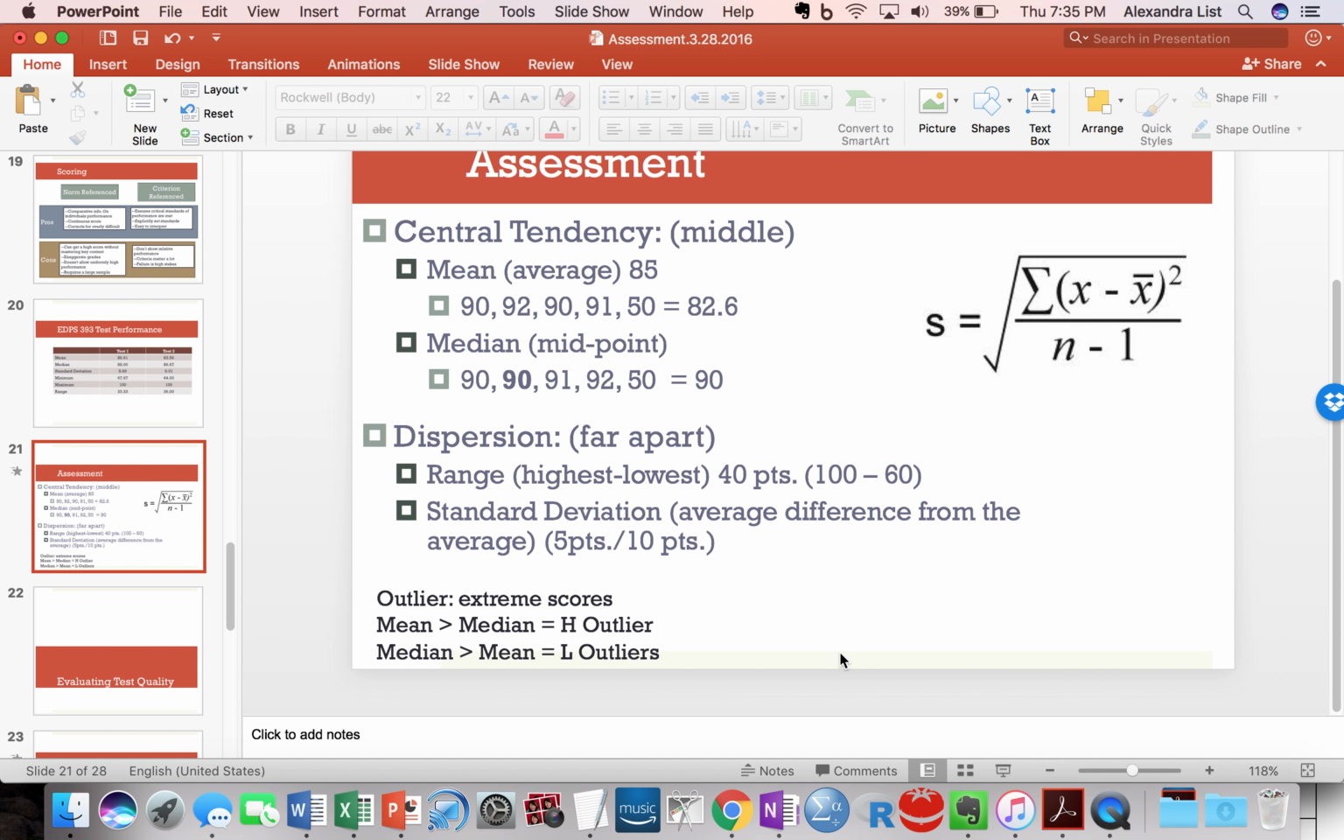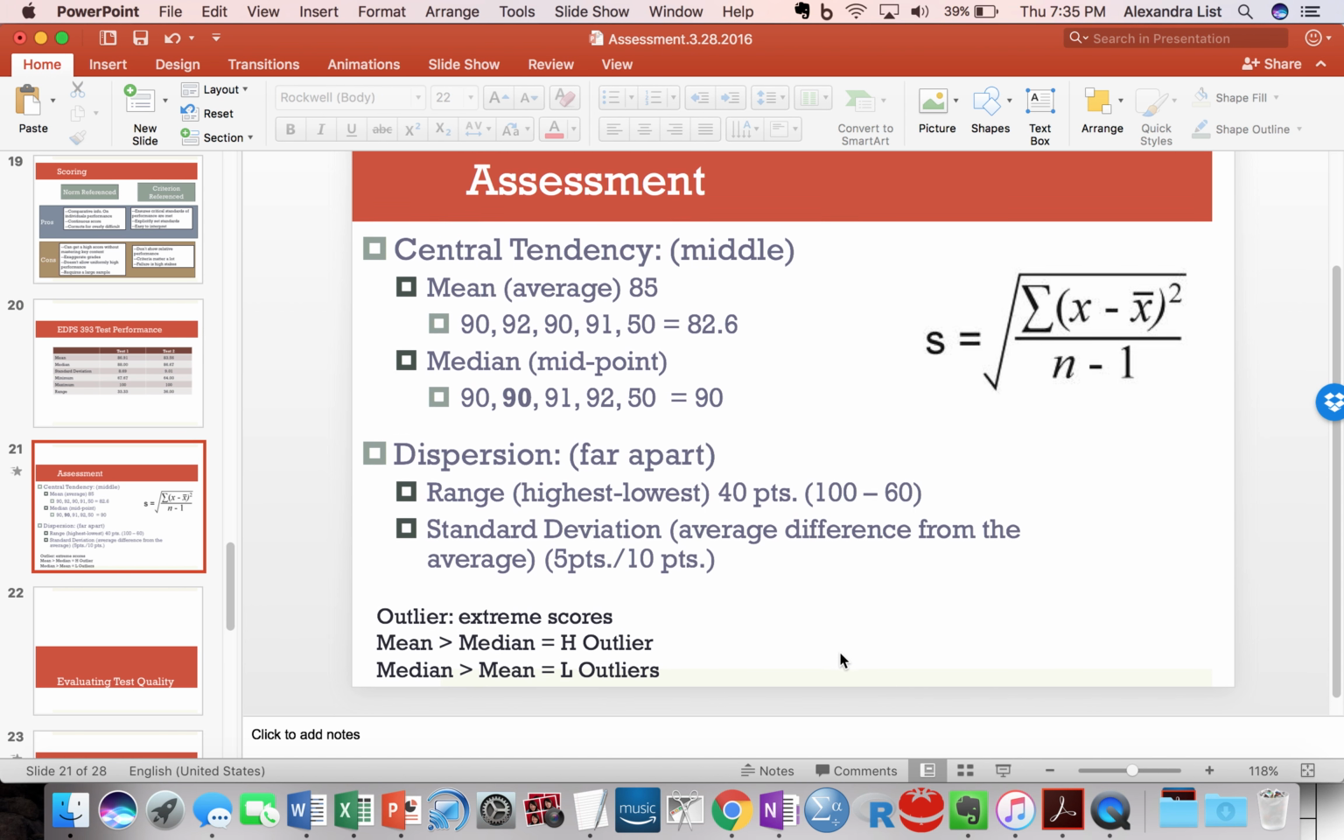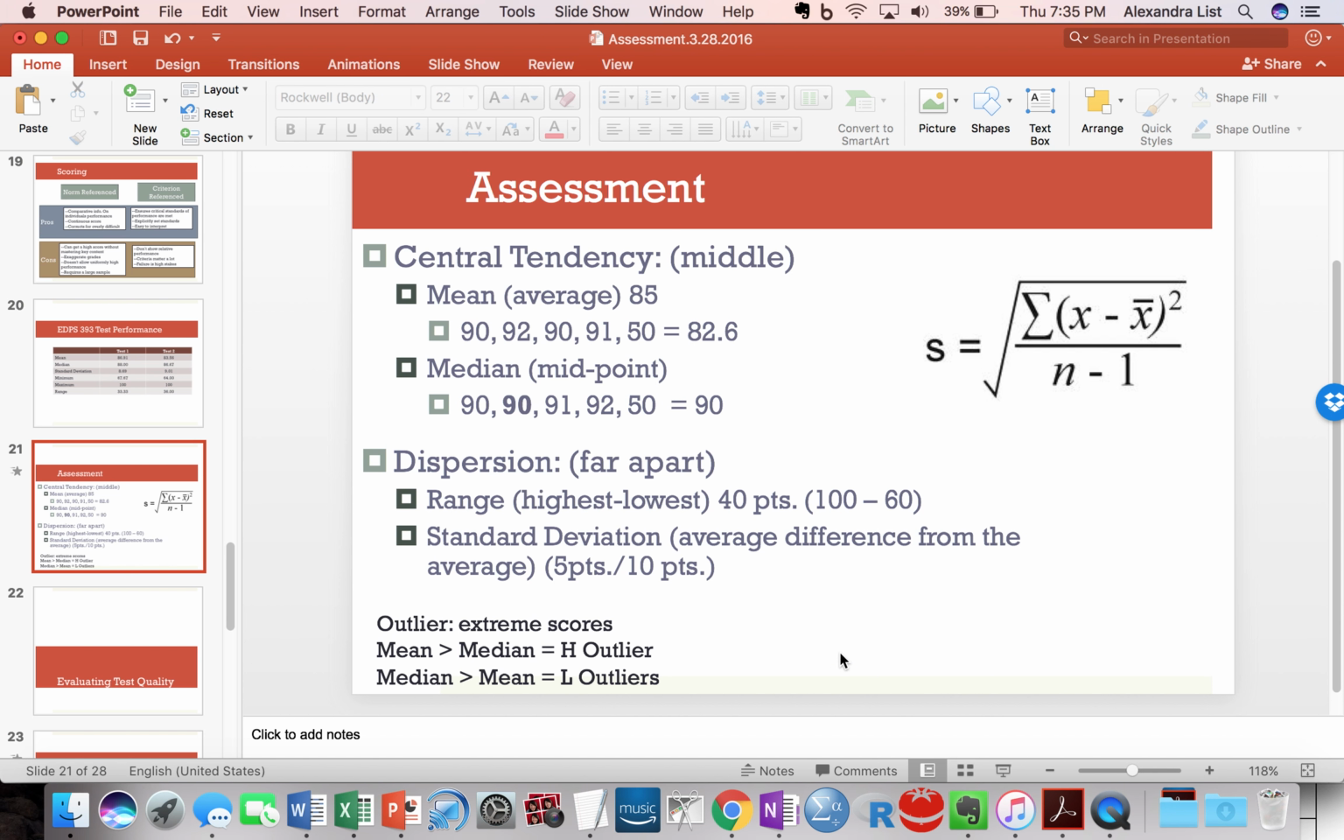So I want my assessment to show me some differentiation in where students are so I can give them appropriate feedback. But I don't necessarily want there to be too much dispersion on my assessment. And so those are the 4 measures of mean, median, range, and standard deviation that I would compute and look at when I'm grading a classroom assessment.